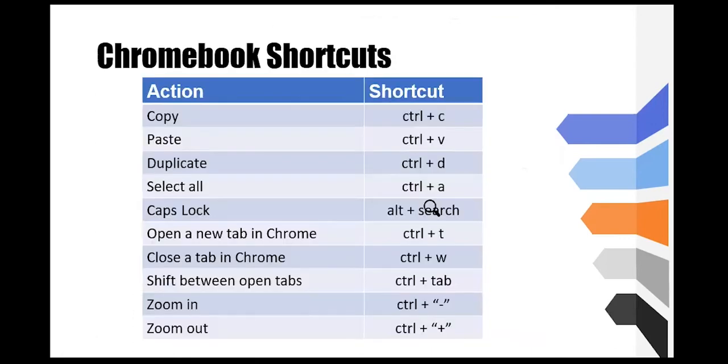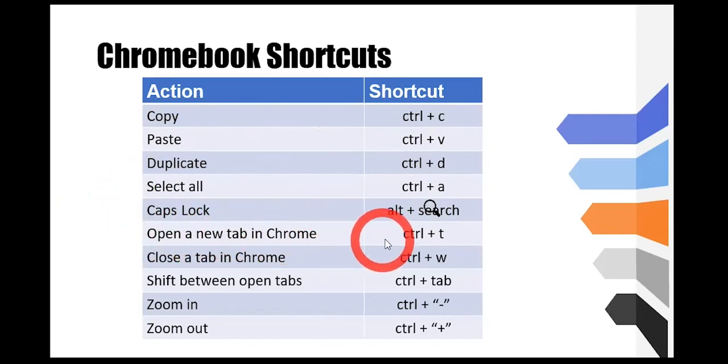All right, on this next page, I am sharing some frequently used and helpful shortcuts on the Chromebook. A lot of kids know these, which is great, and there might be some that are new on here. Copy and paste, Control C and Control V. Duplicate is Control D. I love duplicate because it's just like copy and paste, but one step. Select all is Control A. Caps lock, there's not a caps lock button on the keyboard, but you can activate it by clicking Alt and the search key, which is a magnifying glass.